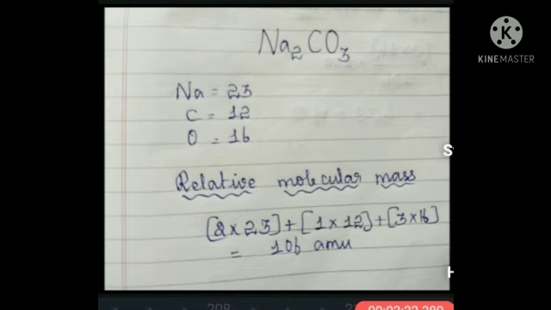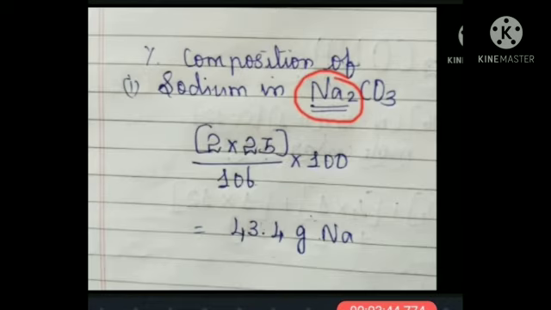So before that, what do we need to find out? The relative molecular mass. There are 2 sodium atoms. So 2 into 23 plus 1 into 12 plus 3 into 16. So we get 106 AMU. First, we have to find out the percentage composition of sodium in sodium carbonate.